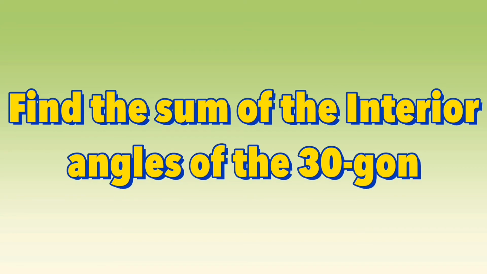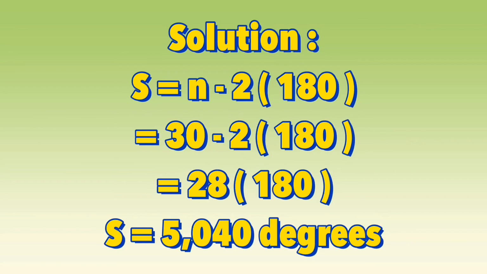Okay, next problem, number 3. Find the sum of the interior angles of a 30-gon. So 30-gon means 30 is the number of sides of the polygon. Solution: we have the sum equals n minus 2 times 180. Since the number of sides of the polygon is given, 30, we substitute it for n. Then 30 minus 2 times 180. Then 30 minus 2 equals 28, times 180. So we have the sum of 5,040 degrees for the 30-gon.